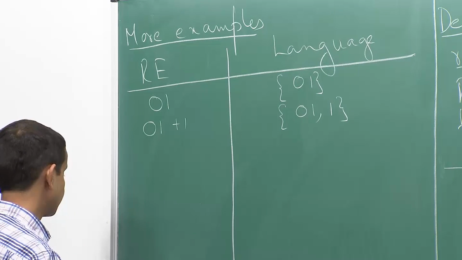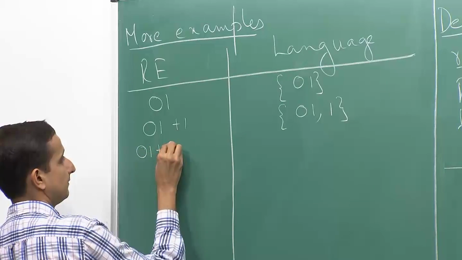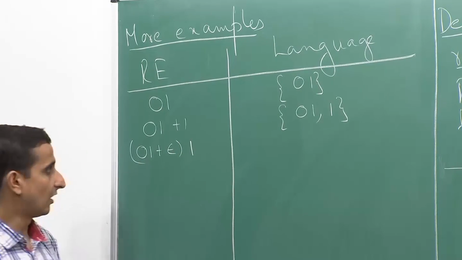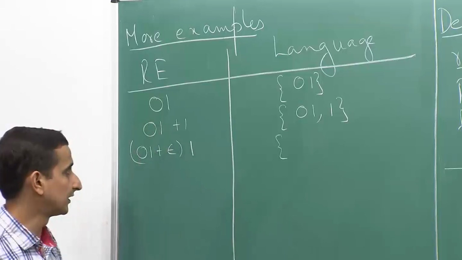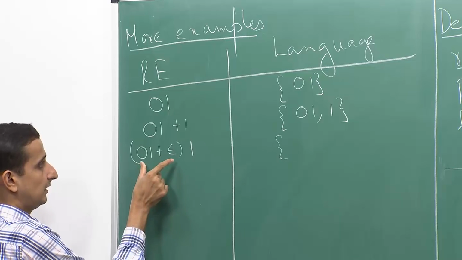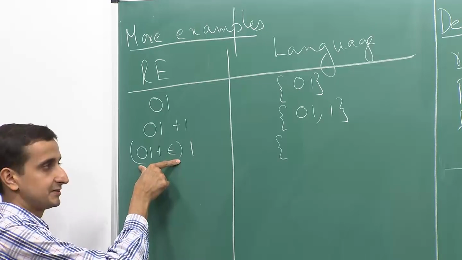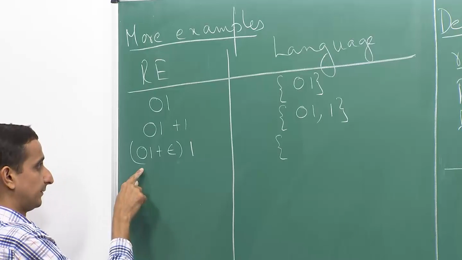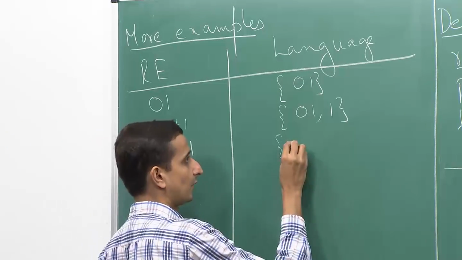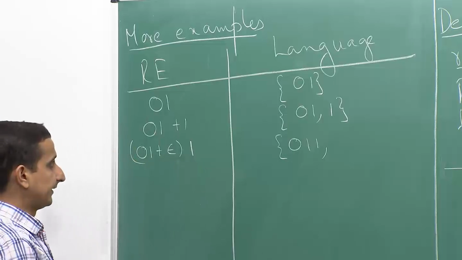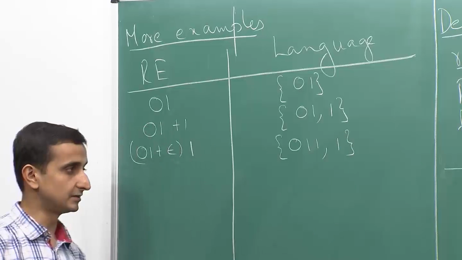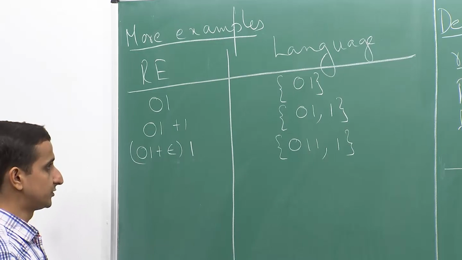The third one is (01 + epsilon) concatenated with 1. So, how many strings are there in this language, and what are the strings? Again, first I take one string from this regular expression and one string from this regular expression, and I concatenate them. So, if I take 01 and if I take 1 here, the concatenation of 01 and 1 gives me 011, and the concatenation of epsilon and 1 gives me 1. Okay. So, this is the language that is there, and these are the only two strings that are there in the language.